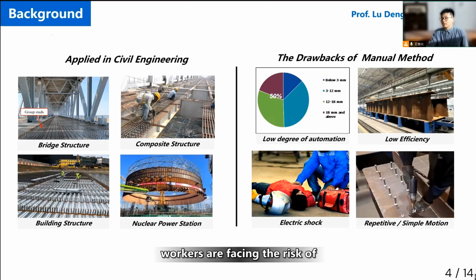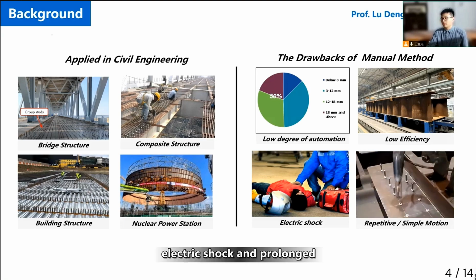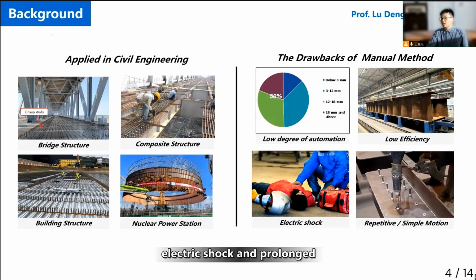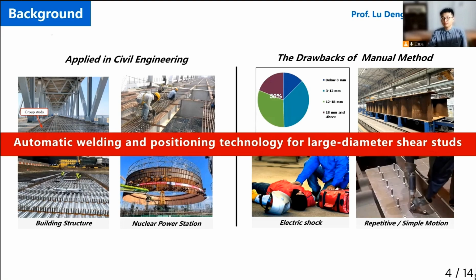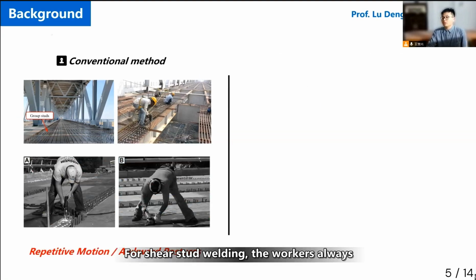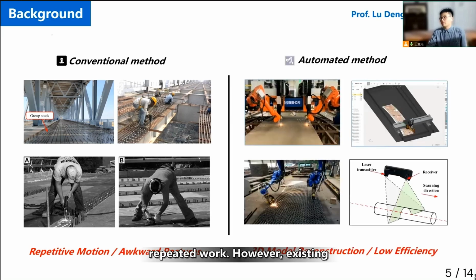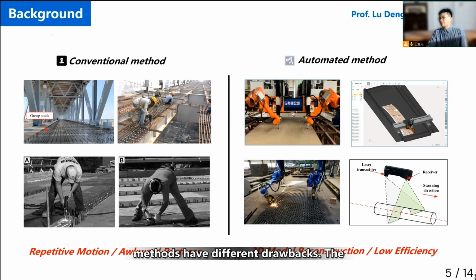Additionally, workers are facing the risk of electric shock and a very long period of high intensity labor. For stud welding, the workers always keep awkward postures, and there are many studs to be welded. There are many automated methods to substitute repeated work. However, existing methods have different drawbacks.